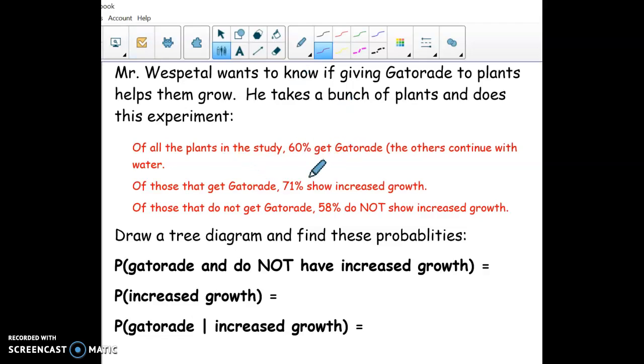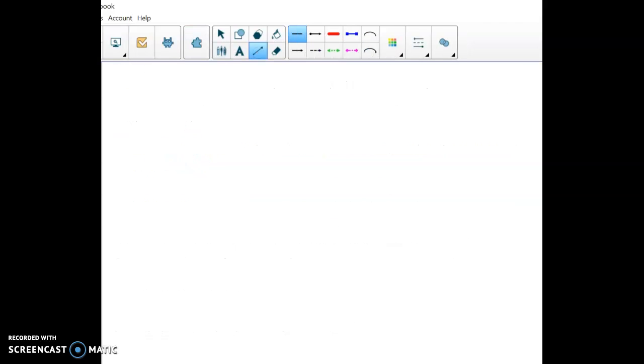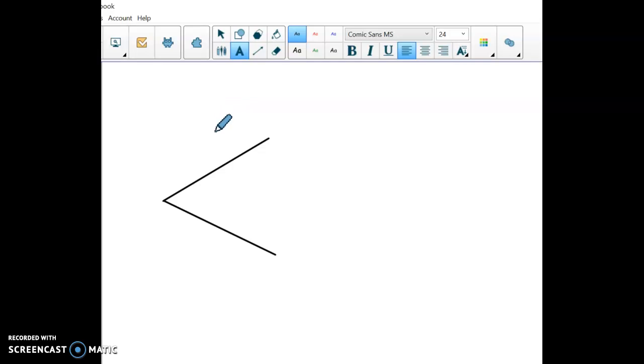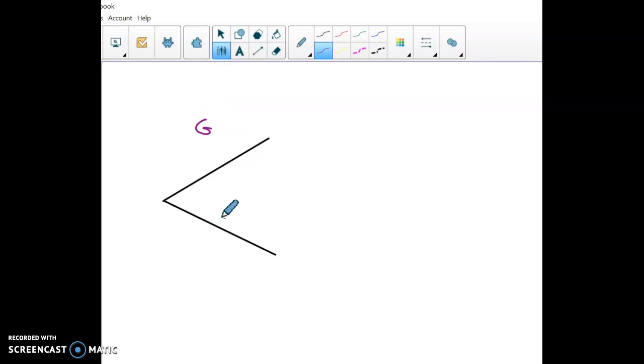so 60% get Gatorade, and then all those that got Gatorade, some show growth, and then those that did not get Gatorade. So we're split based on Gatorade or not Gatorade. So the first thing is to realize that's my initial split. So when I'm drawing my tree, I want to draw those that got Gatorade and those that did not get Gatorade. So this is going to be up here, Gatorade and no Gatorade.